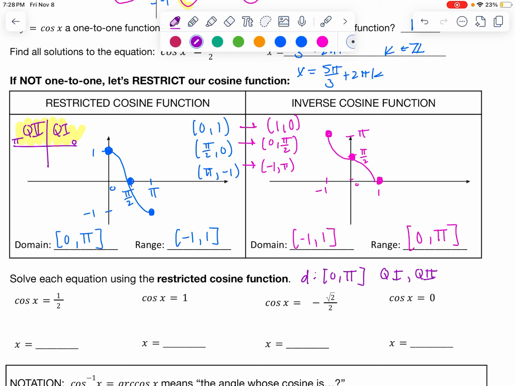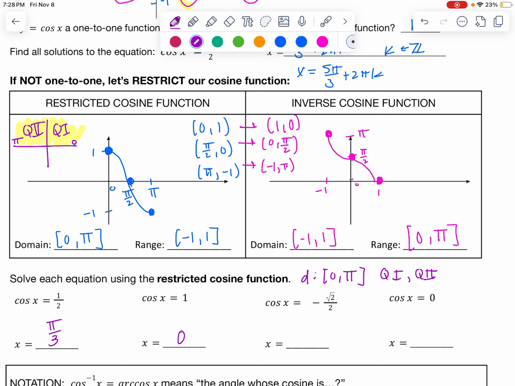Okay, so this stuff is just the basic ones. You're asking yourself, what values of x give me a cosine of 1/2? And you're going to say pi over 3. Same exact thing. What value of x gives me a cosine of 1? This is just 0.